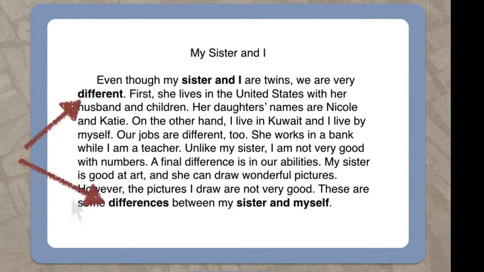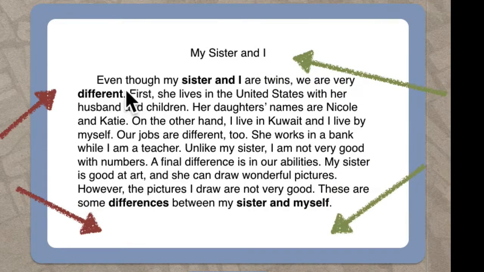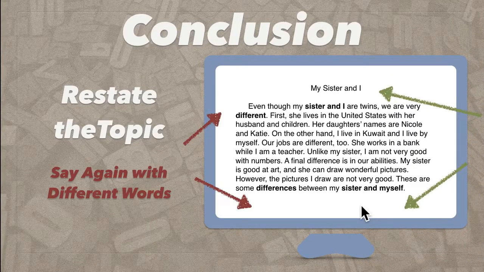Notice that we have a few words that are similar but different. For example, the word different becomes differences. And the subject here, sister and I, becomes sister and myself. These are very similar. However, they're different enough to make a concluding sentence. Let's take a look and get these arrows out of the way. Even though my sister and I are twins, we are very different, becomes, these are some differences between my sister and myself. It's up to you how you restate the topic. However, as long as you restate the topic, it can be a good conclusion.